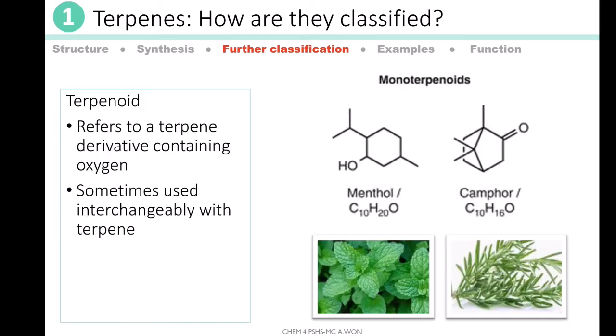Another term you might encounter are terpenoids. Some samples shown in the previous slides contain oxygen, right? Well, sometimes terpene derivatives contain oxygen and these are called terpenoids. But most of the time, terpenoids and terpenes are used interchangeably.